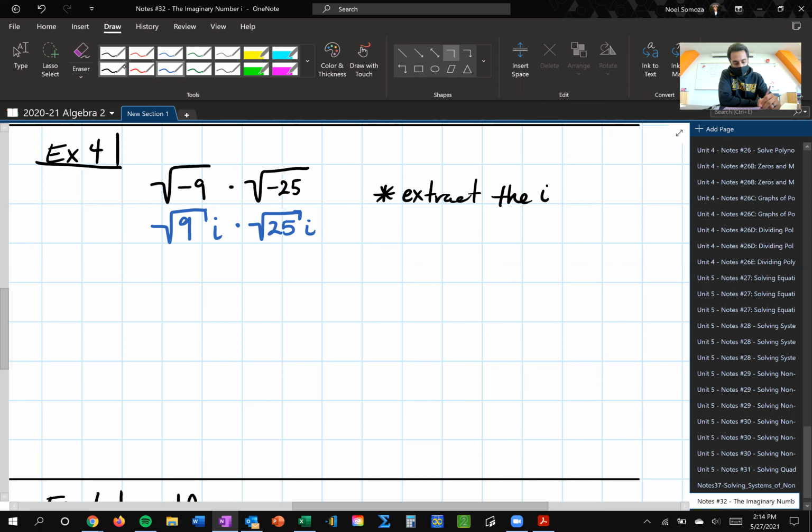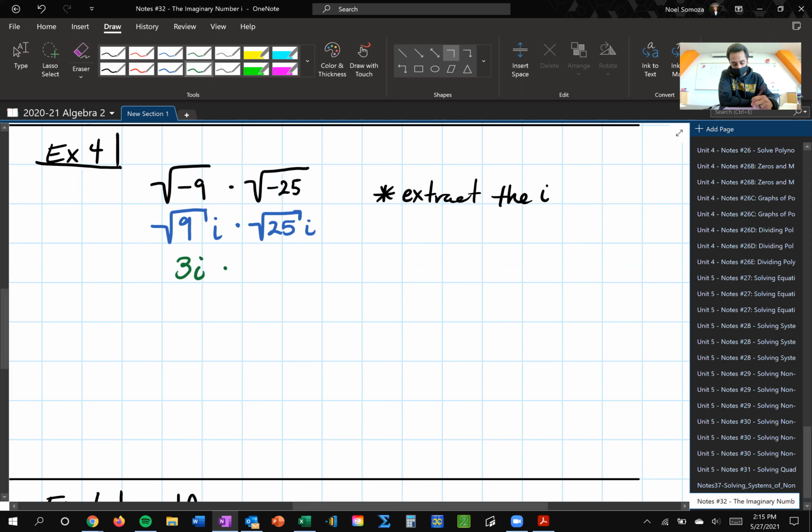All right, we know what the square root of 9 is. We don't need to do a factor tree. What is the square root of 9? It's 3, right? So we get 3i times, what's the square root of 25? Yeah, it's 5. So we get 5i. So we have 3i times 5i. Would you agree that 3 times 5 is 15? And then i times i should be i squared.